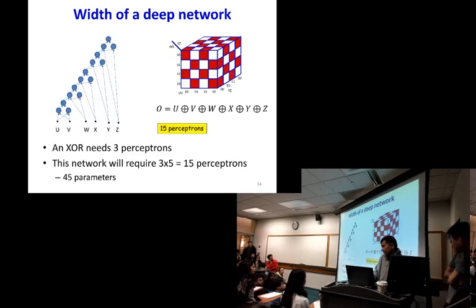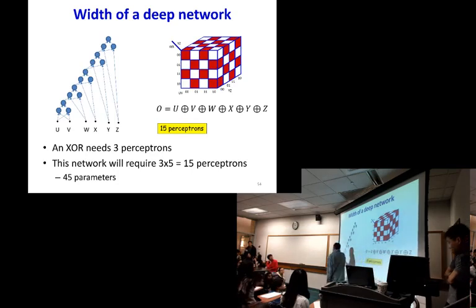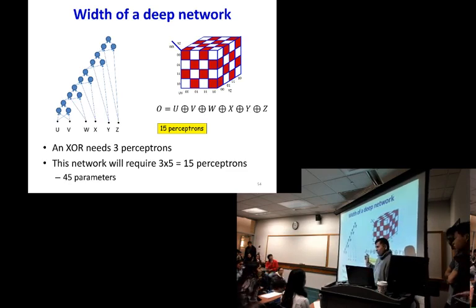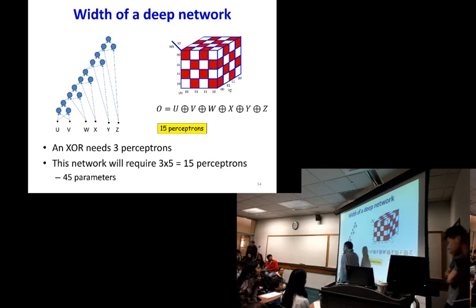Why can't you do it in parallel? I'm just explaining this. So now this is U XOR V. I can XOR the result with W, then with X, then with Y, then with Z. How many neurons do I need? I'm going to need 3 neurons for all n inputs except one, since the first one isn't combined with anything. So this is going to be 3 times n minus 1, which is 45 perceptrons, and each perceptron has only 2 inputs.